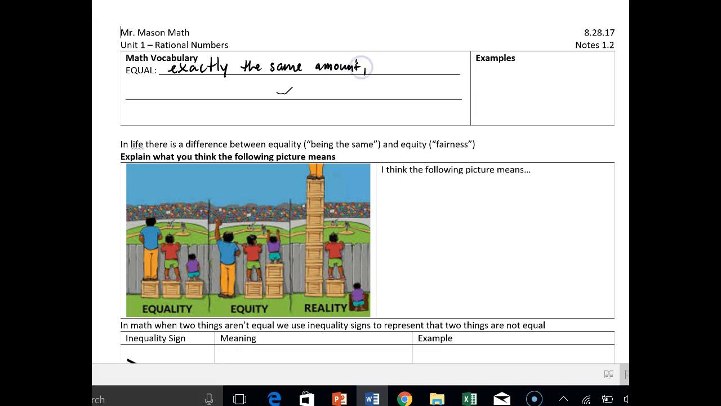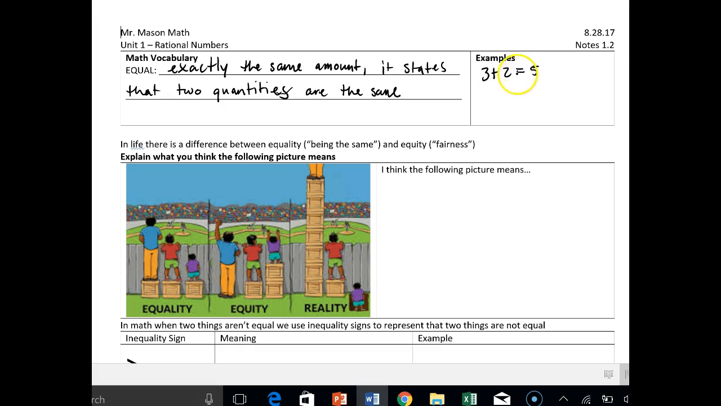Another definition for it is it states that two quantities or numbers are the same. So when thinking about this, we can do a couple examples. We can say something like 3 plus 2 equals 5.